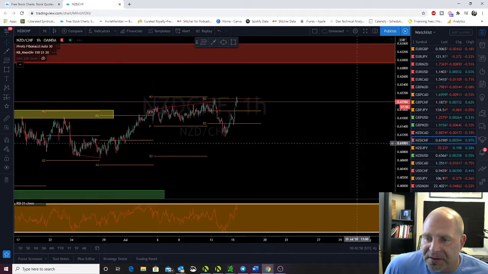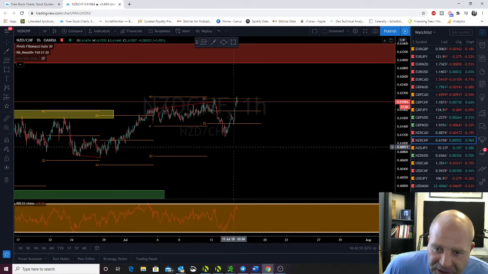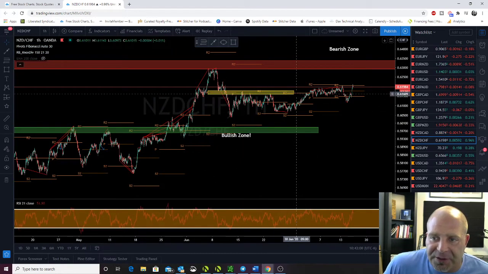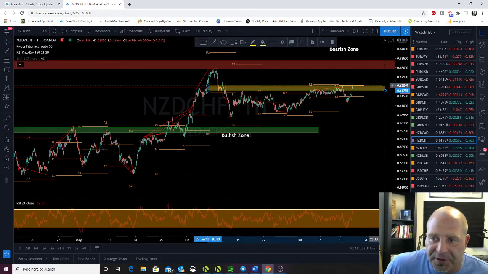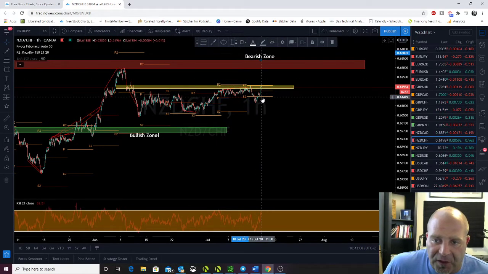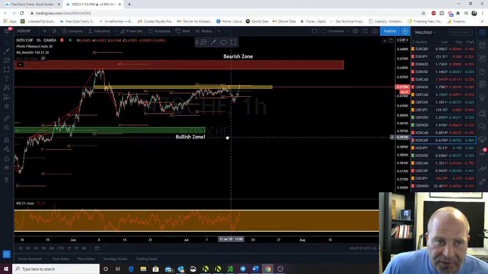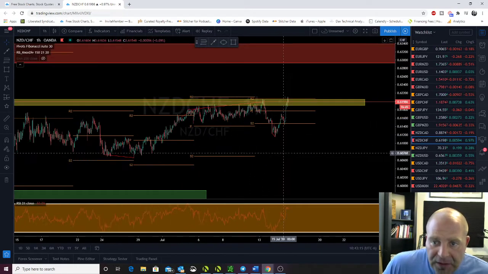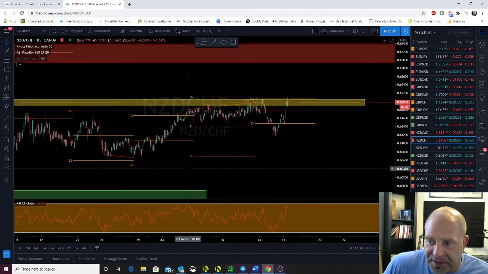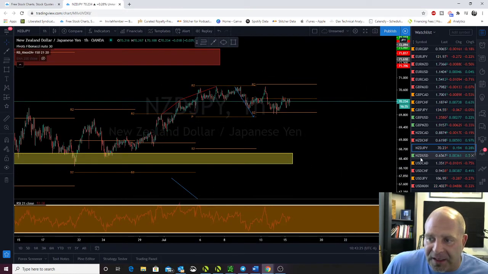NZD CHF, touched R2, touched S2, back to R2. So guys, we found a pretty strong area of concern here, right? Price is definitely getting very volatile around this. So it's not a bad place to look for a good sell trade right here. You know, we hit R2. The pivot's pretty close. You're showing that it has respected it. NZD JPY, kind of in no man's land there.